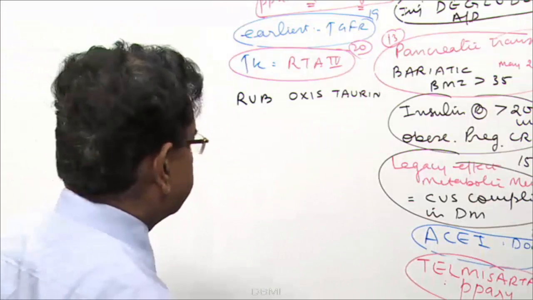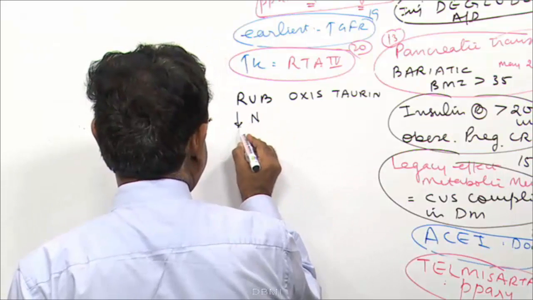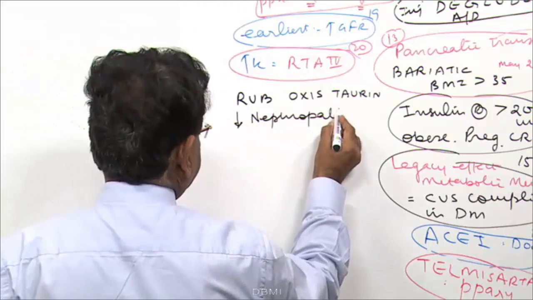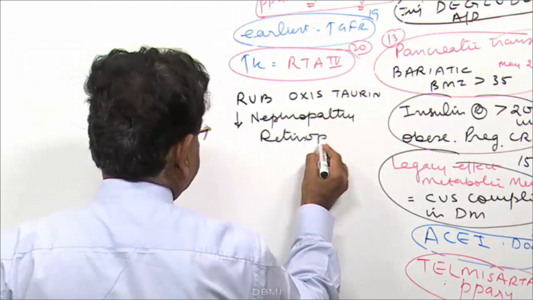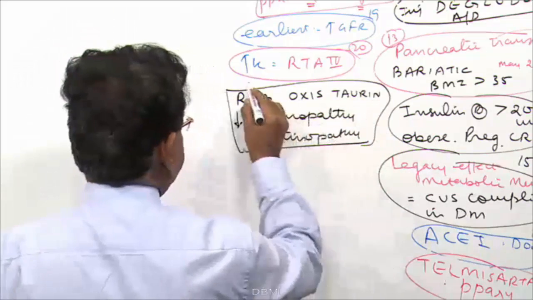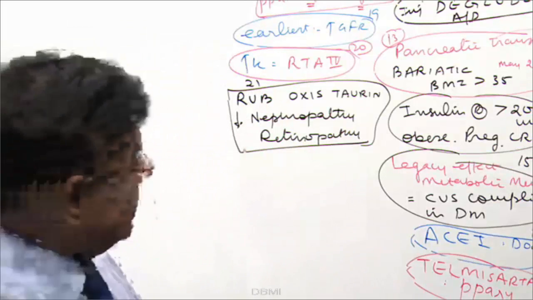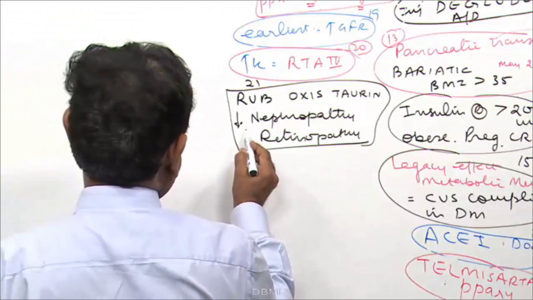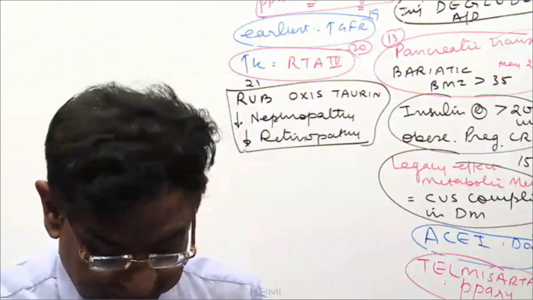Ruboxistaurin is one drug which reduces progression of nephropathy as well as retinopathy. Box number 21. It's one drug which reduces progression of both nephropathy as well as retinopathy: decreased nephropathy and decreased retinopathy. Not given in Harrison 18th edition also. Okay.